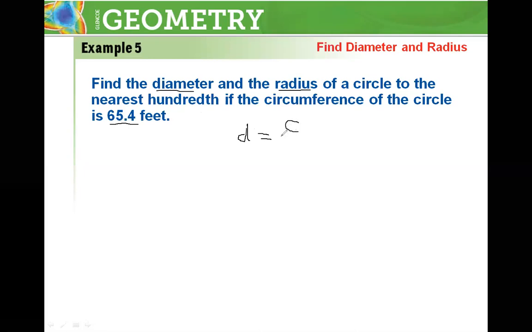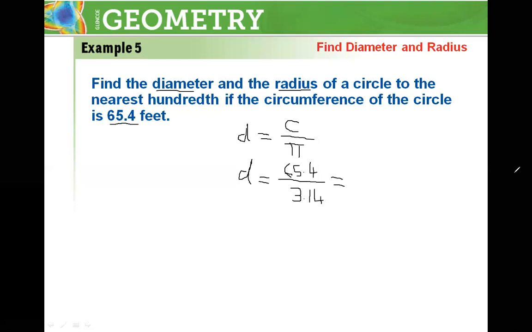circumference over pi. Okay, so the diameter equals the circumference, which is what? 65.4, over 3.14. Okay. Do you have a calculator?